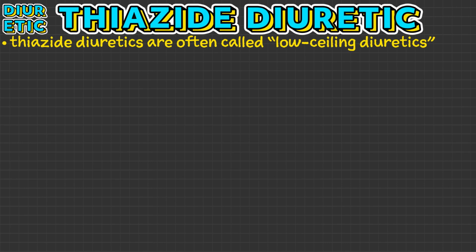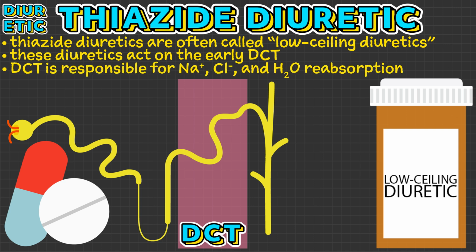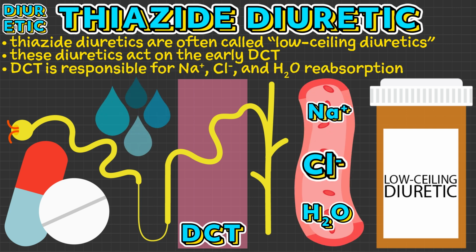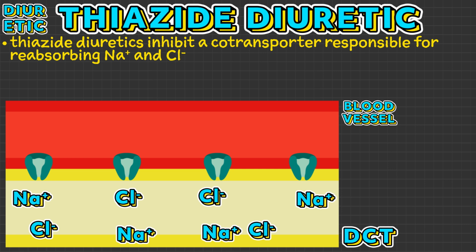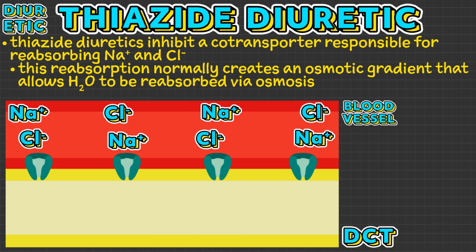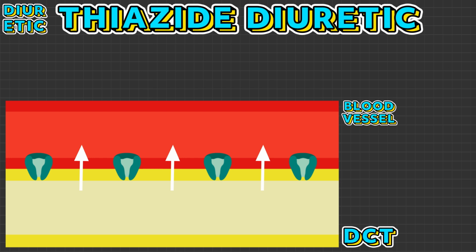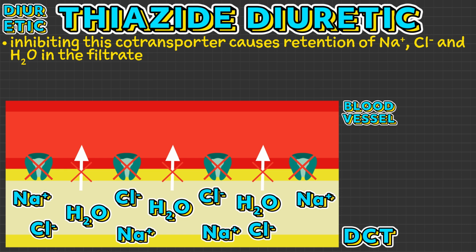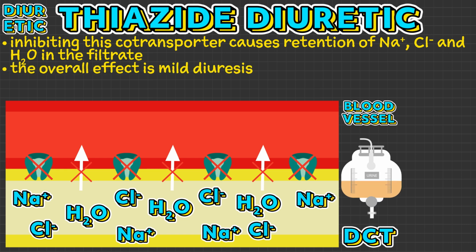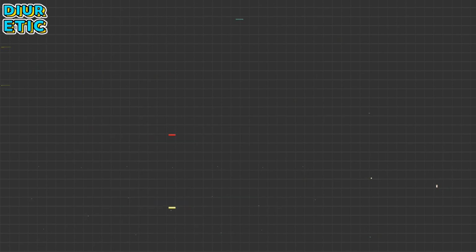Thiazide diuretics, often called low-ceiling diuretics, act on the early DCT, which is responsible for sodium, chloride, and water reabsorption. These diuretics inhibit a cotransporter that is responsible for reabsorbing sodium and chloride. This reabsorption of sodium and chloride normally creates an osmotic gradient that allows water to be reabsorbed through osmosis. Therefore, inhibiting this cotransporter causes sodium, chloride, and water retention in the filtrate. The overall effect is mild diuresis. Hydrochlorothiazide is the most commonly used thiazide diuretic.